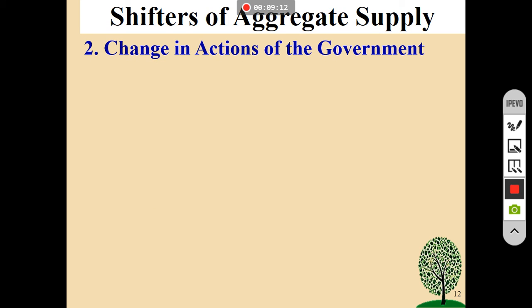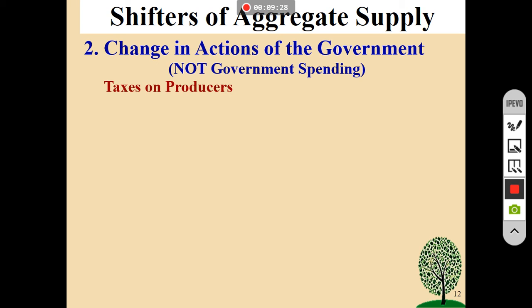Our next piece, changes in actions of the government, okay? So this is the A, actions of the government. This is not government spending. Government spending affects aggregate demand. This is actions of the government. So, taxes on producers. If we lower corporate taxes, so we tax them less, they have more, so they can supply more. So that's going to increase aggregate supply.